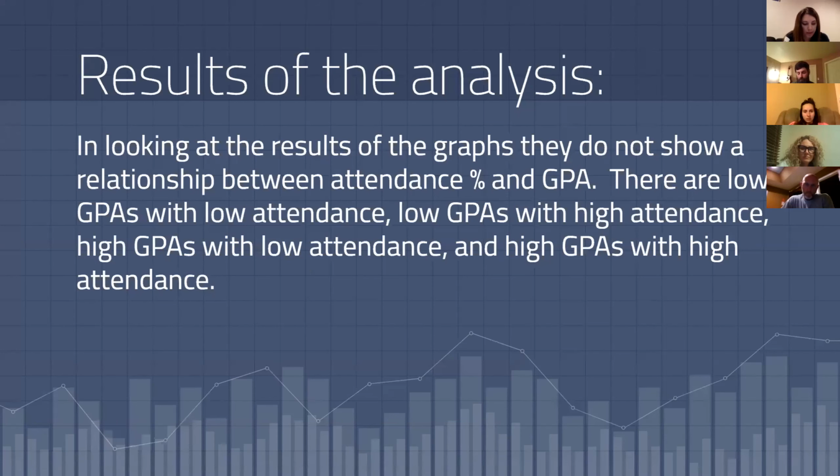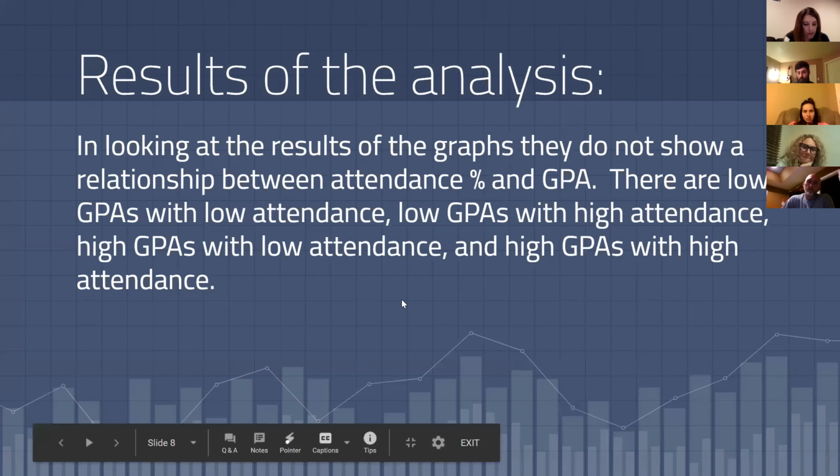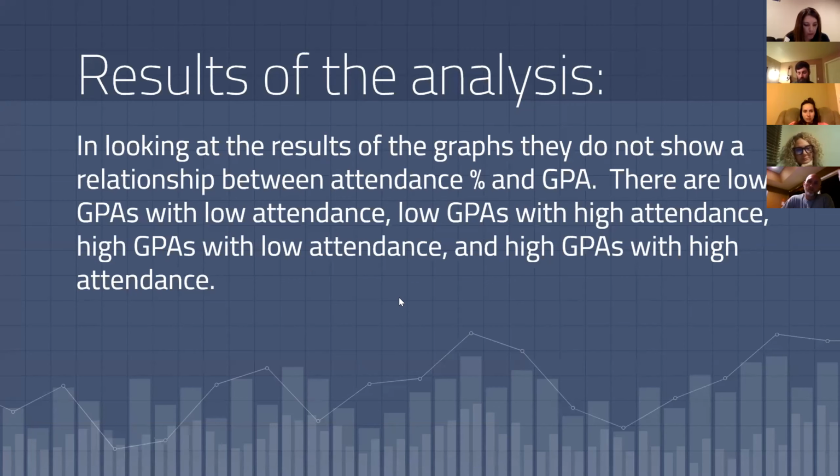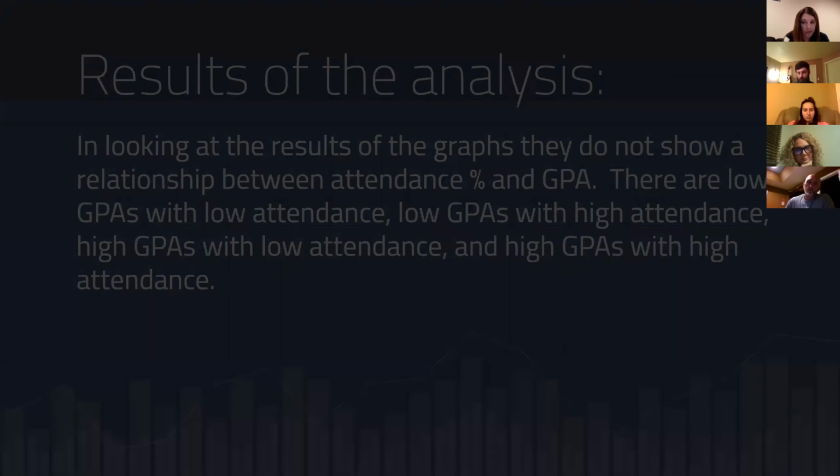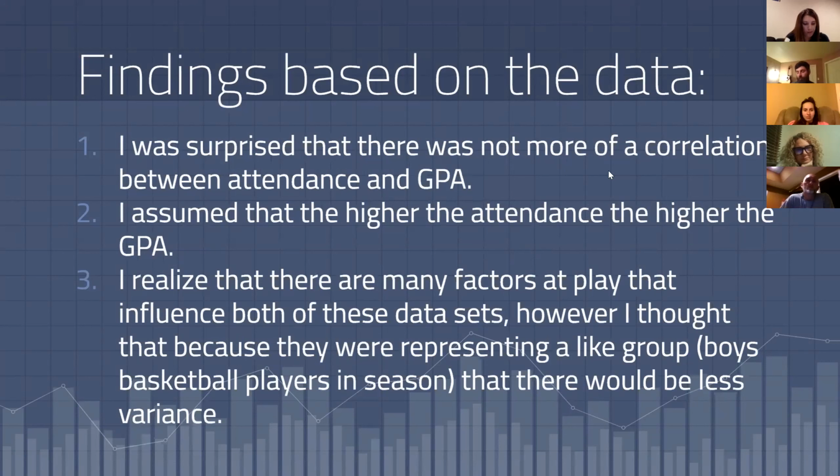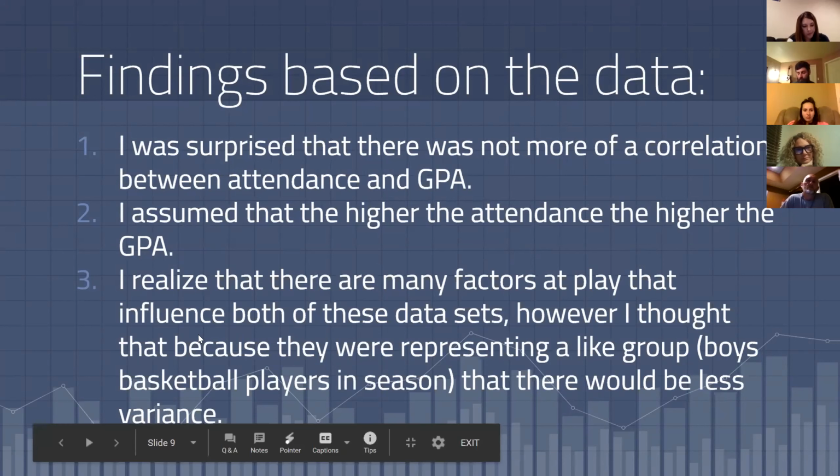So looking at that, it didn't show, sorry, my pictures are in the way. It didn't show a relationship between attendance percentage and GPA. There are low GPAs with low attendance. There are low GPAs with high attendance, and then vice versa. There are high GPAs with low attendance and high GPAs with high attendance. So that was something that was particularly perplexing. I assumed that I would find at least a little bit more of a semblance of a correlation there, but I did not. So that's what I said there in number one.